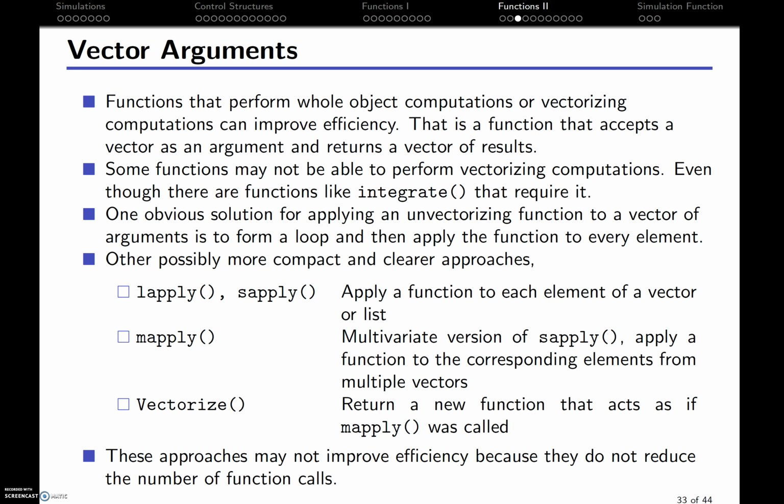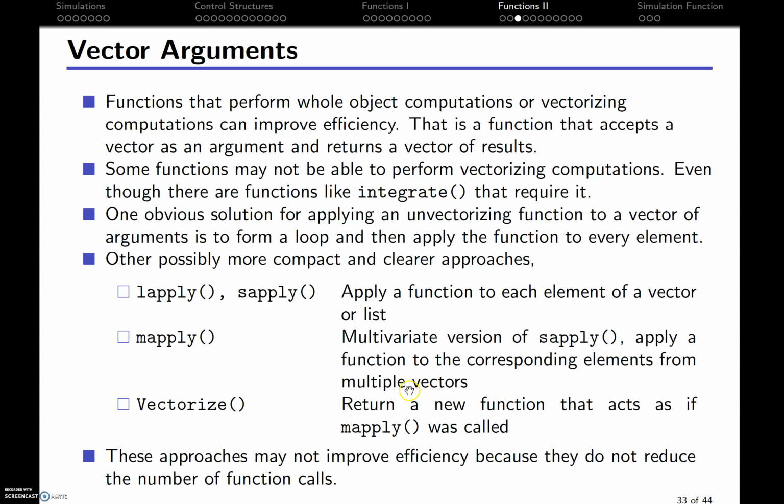So other possibilities include the following. We could use lapply, which would apply a function across a list, or sapply, which would apply a function across a vector, or mapply, which is just the multivariate version of sapply, which applies it across elements within multiple vectors. There's also a function, Vectorize, that I use all the time, and this really is just a wrapper for mapply. So it returns a new function.